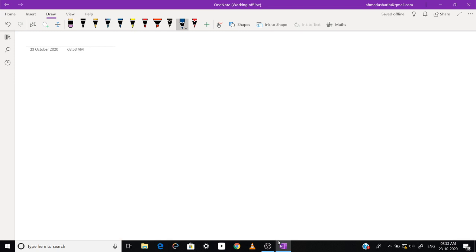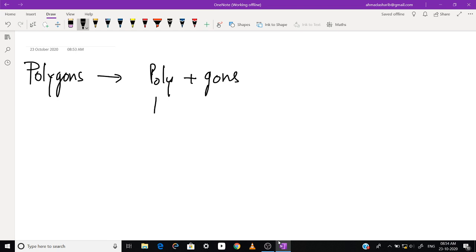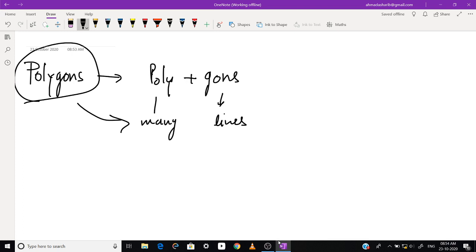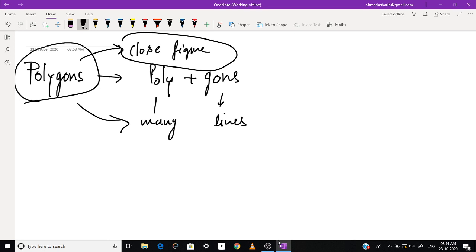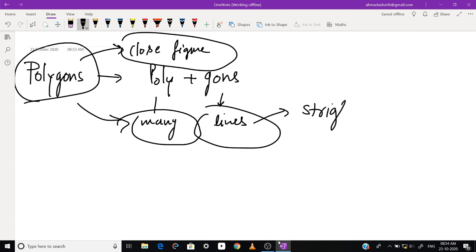Fine, now we are going to understand what are polygons. It is a very important topic. Polygon is made up of two words, poly plus gons. Poly means many, gons means lines. So a polygon is a figure which has many lines. And a polygon is a closed figure. Always remember, it is a closed figure made up of many lines, and these lines are straight lines.